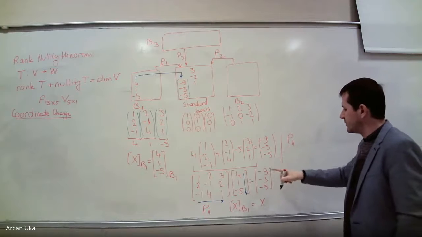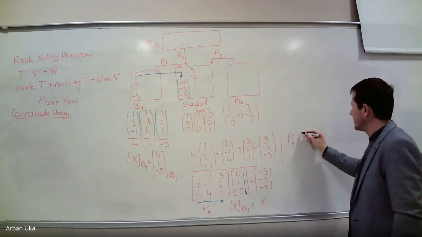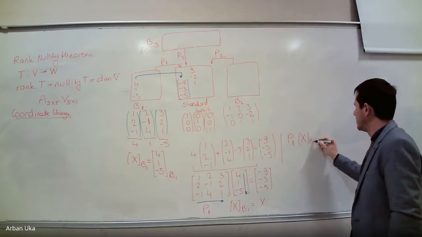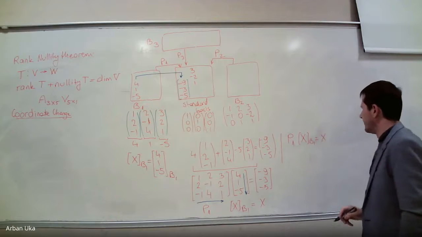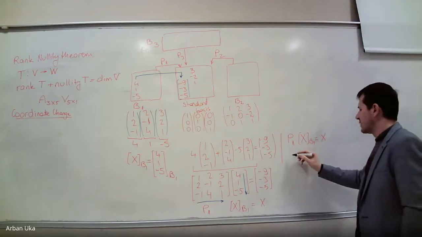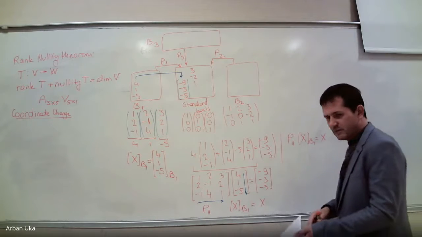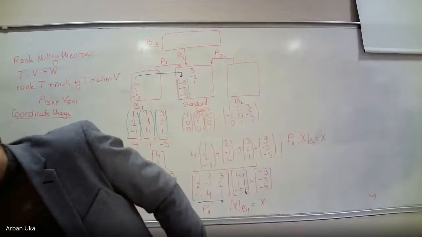So what do we say? P1 times x according to basis B1 is going to be equal to x. What we can do here, we can multiply from both sides with P inverse. Maybe it's better if I erase this.